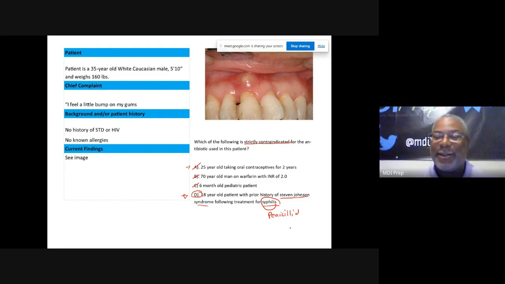Okay. All right. So I love how you said that. You both said it correct. So basically, because this patient had a reaction while they were being treated for syphilis. So syphilis is treated with penicillin. So basically, the individual had a reaction to the penicillin. So since they had a reaction to the penicillin, then it's strictly contraindicated for the amoxicillin. Does that make sense?